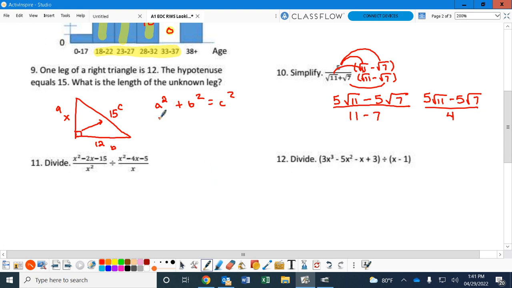So it's going to be x squared plus 12 squared equals 15 squared. That's x squared plus, what is 12 squared, guys? 144, right? What's 15 squared?